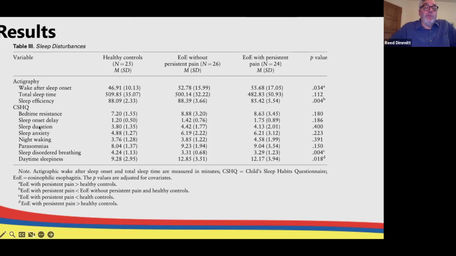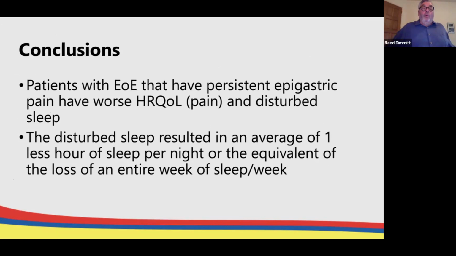But while there wasn't really a statistical difference in sleep duration, we did see, going to the second point, that the disturbed sleep resulted in an average of 1 less hour of sleep per night. And when you did the math, that's the equivalent of a loss of an entire night of sleep per week. And as we also noted, the patients with eosinophilic esophagitis that had persistent epigastric pain have worse pain and disturbed sleep.